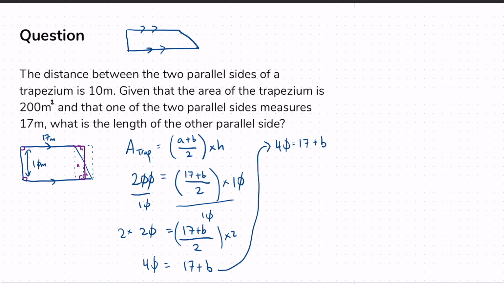Now I take away 17 from both sides, which gives me b equal to 23 meters. So I was right, accidentally, to think that the 23 would be the longer side, and that the 17, which we see here, is the shorter side. So with all of this information, I was able to figure out the other parallel side at 23 meters.